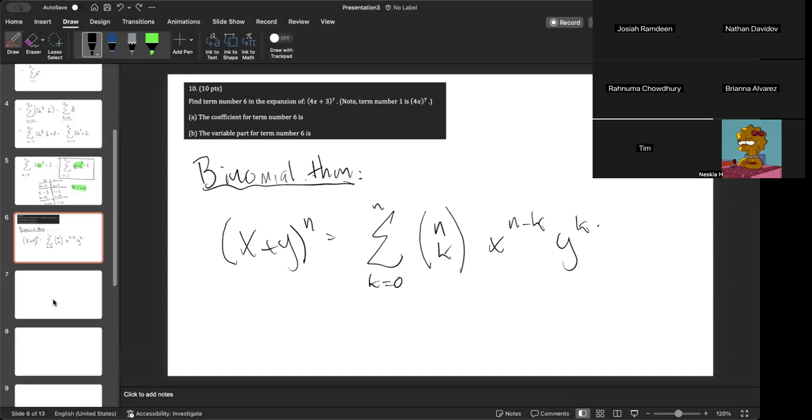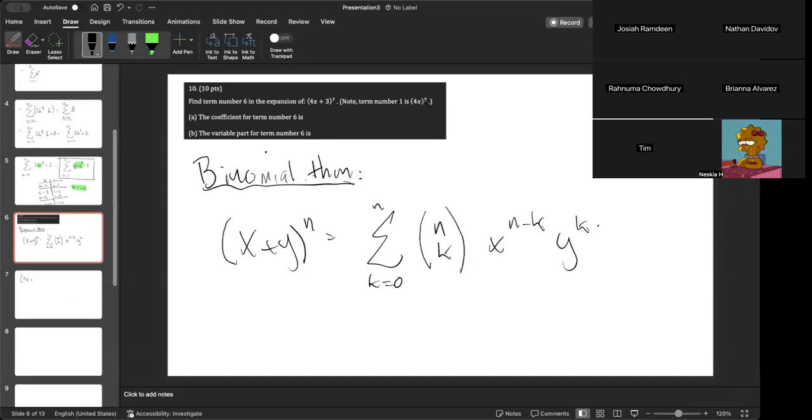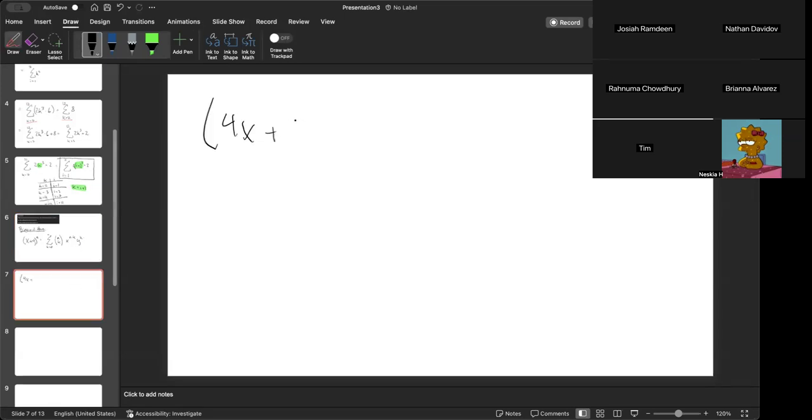Well, okay, so let's use the binomial theorem here. So 4x plus 3, my y is 3. Here my x is 4x, here my y is 3 in this case. To the 7th, my n is 7.